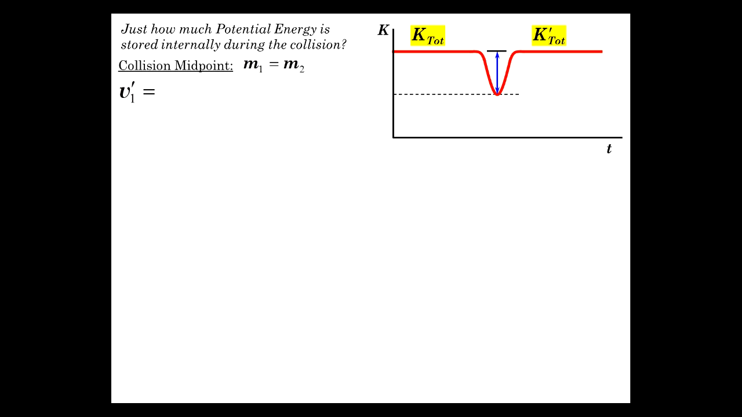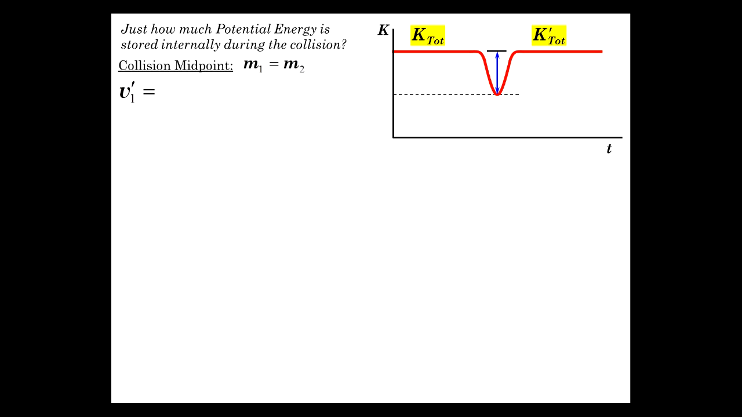Well, at the collision midpoint, if you think about it, at minimum separation, are the two carts going at the same speed? If you answer no to that, then the separation is changing. It's either getting greater or less. So for the separation to be minimum, they're not coming together, and they're not moving apart at that point. So they're both moving at the same speed.